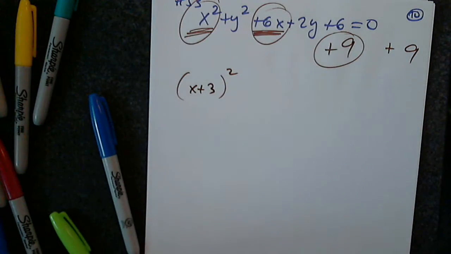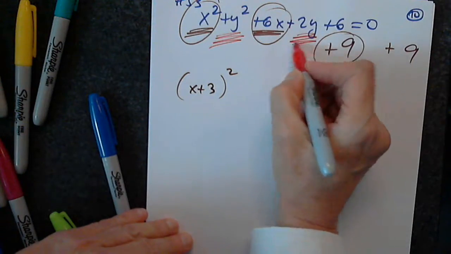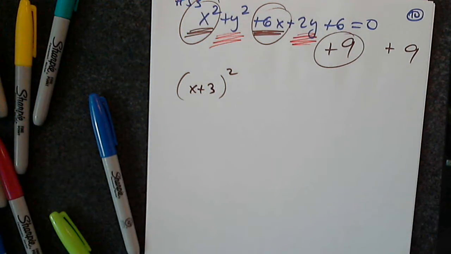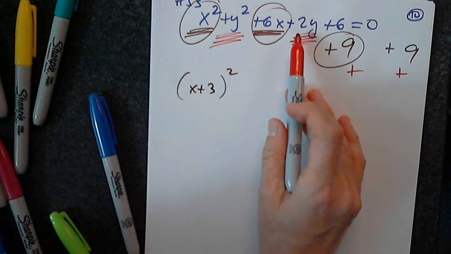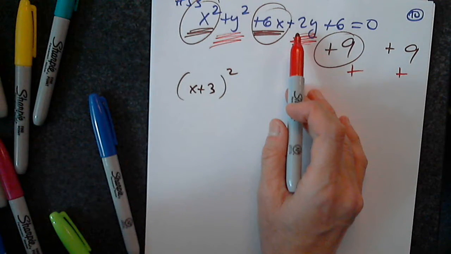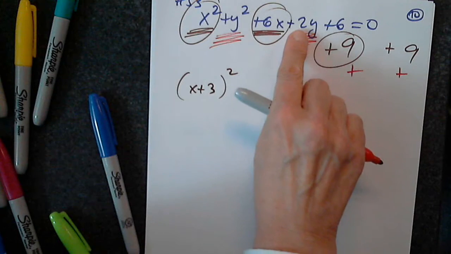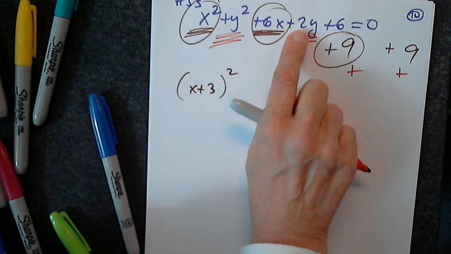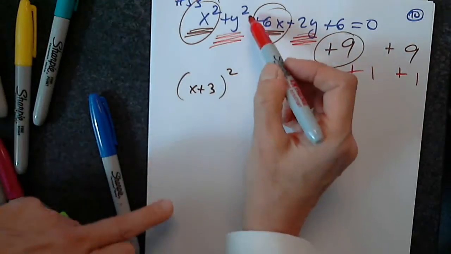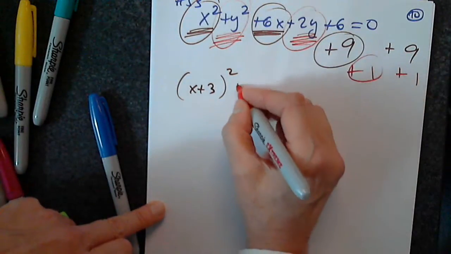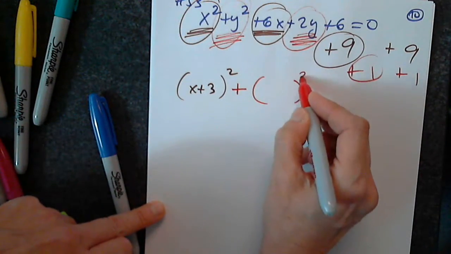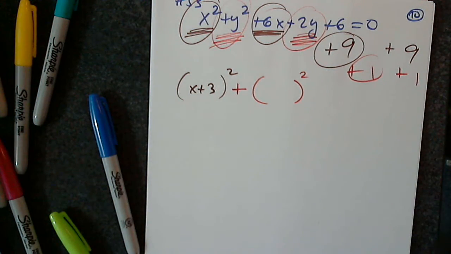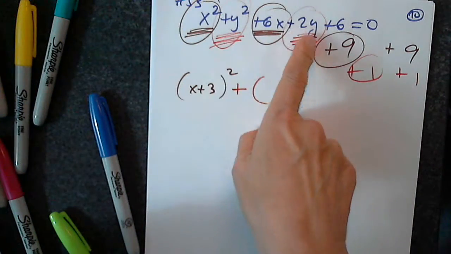One more. Now I need to complete the square for y. But what do I need to add to both sides? The middle coefficient. 2 divided by 2, 1 squared. So now 1, 2, 3. Plus, don't forget the plus, something squared. What binomial squared is y squared plus 2y plus 1?